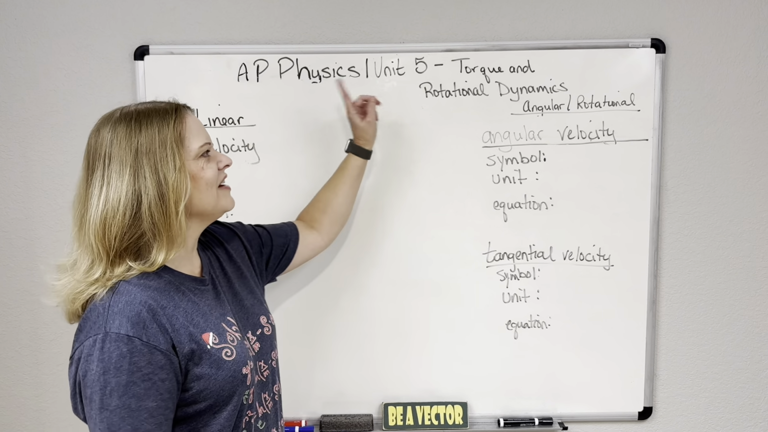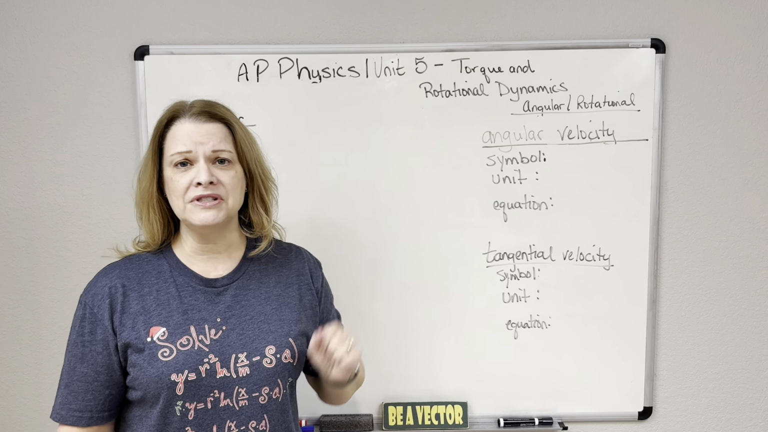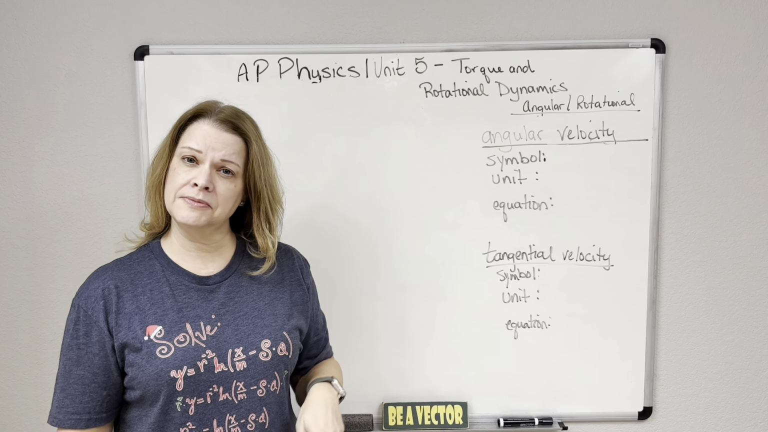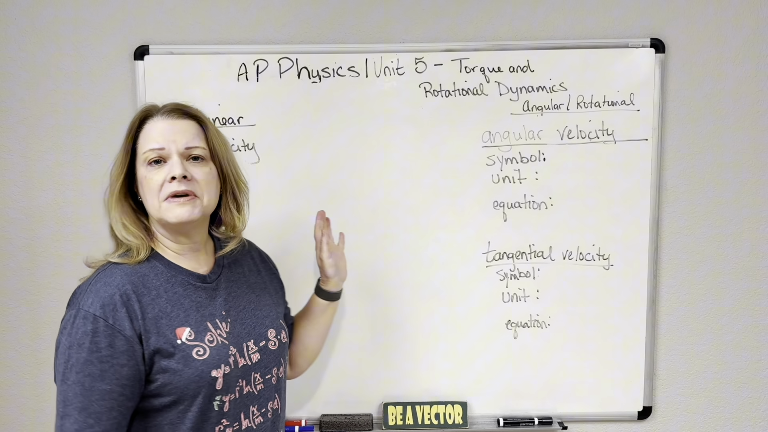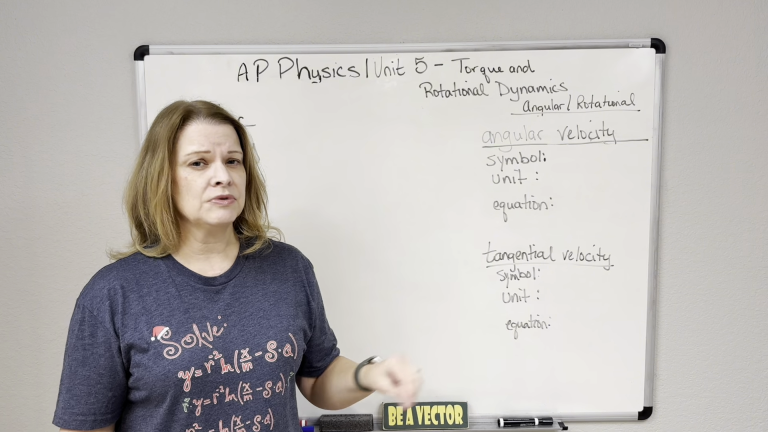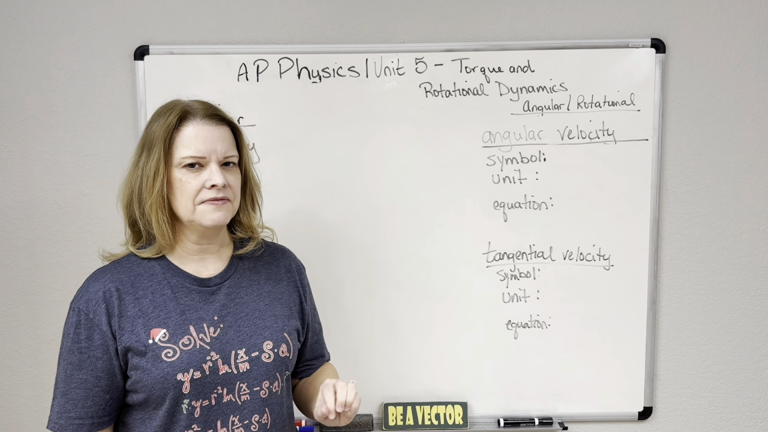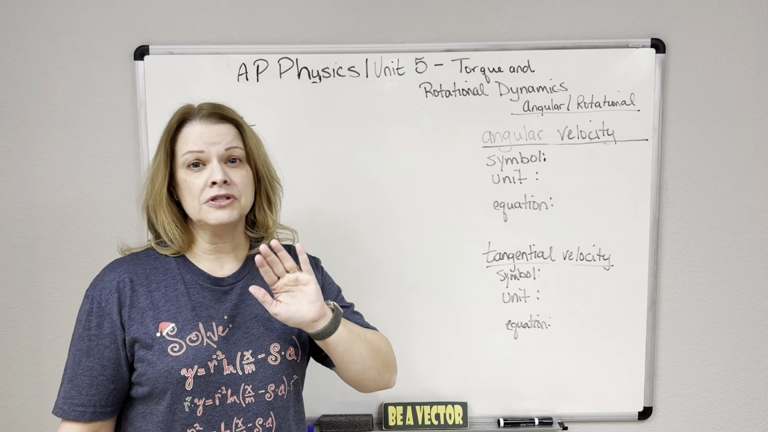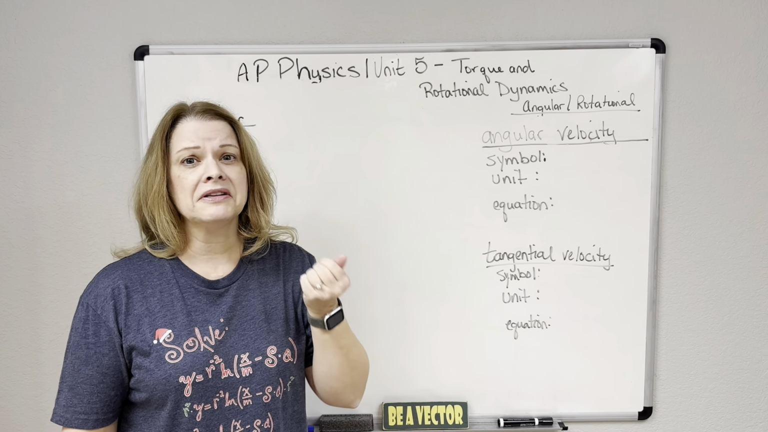We're in Unit 5, Torque and Rotational Dynamics. This is the second video. In the first one, we talked about angular displacement versus linear displacement. We talked about how angular displacement is measured in radians, and about direction: counterclockwise is positive, clockwise is negative. Angular displacement is just how far around it got when it was spinning on its axis.